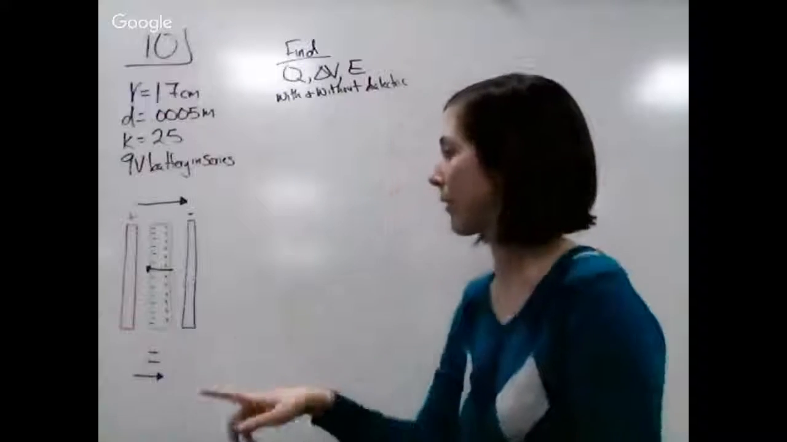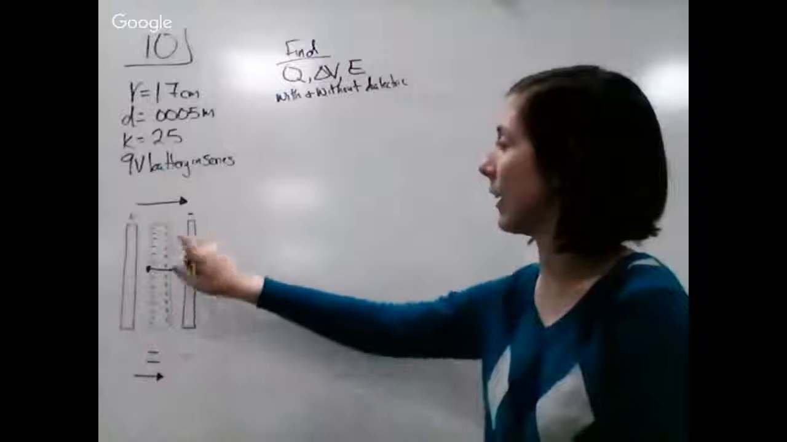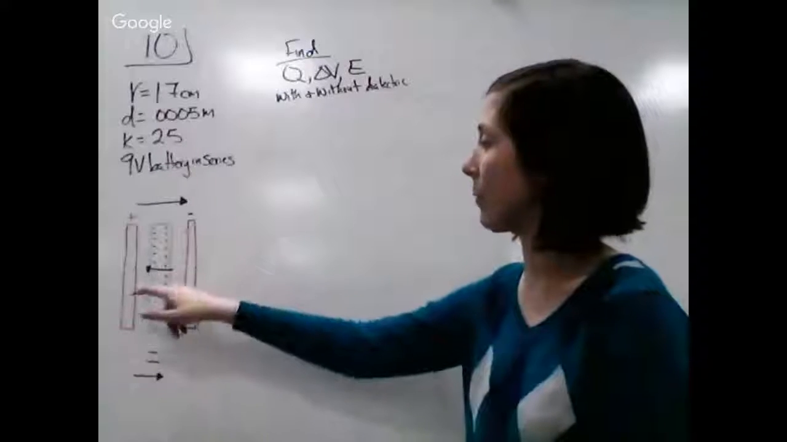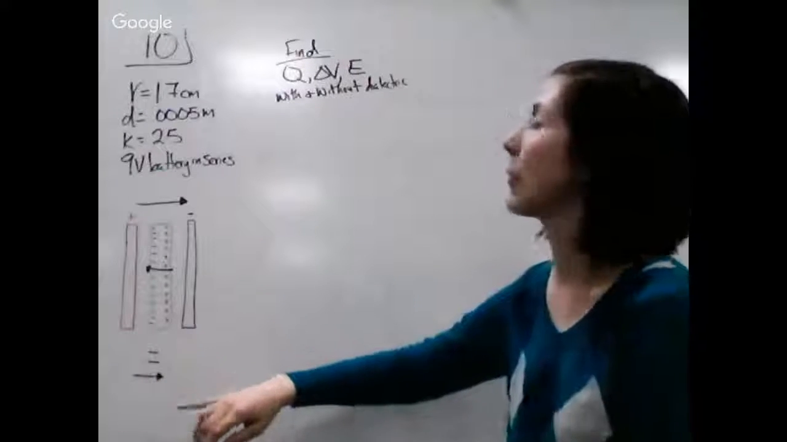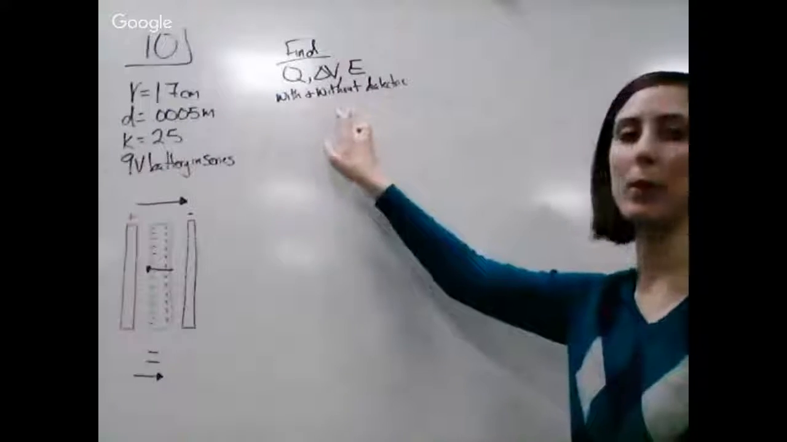With a parallel plate capacitor, which has a positive and negative side, the dielectric inside will create its own electric field that's opposite in direction. We're supposed to find charge, potential, and electric field with and without the dielectric.